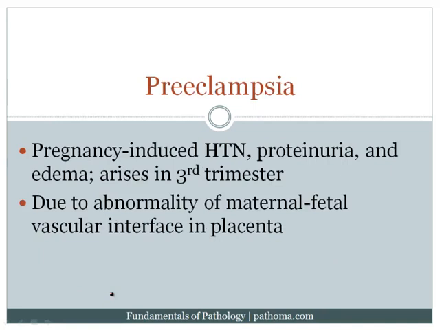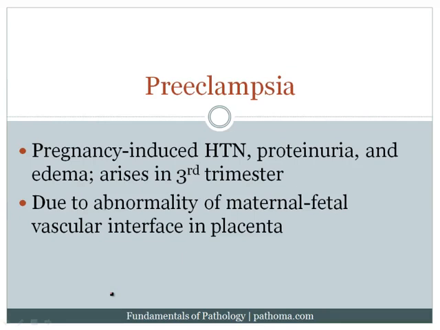Preeclampsia is pregnancy-induced hypertension and proteinuria. And the patients also have edema because they lose protein in their urine. This classically arises in the third trimester, and it's a problem of the maternal-fetal vascular interface. Basically, when you have preeclampsia, it's due to the placenta. Something is happening with the placenta that results in this complication. Now, a few important points. First of all, this is seen in about 5% of pregnancies.